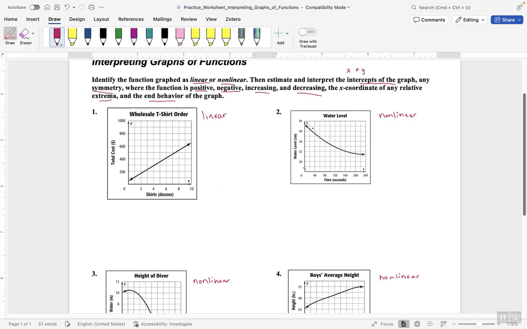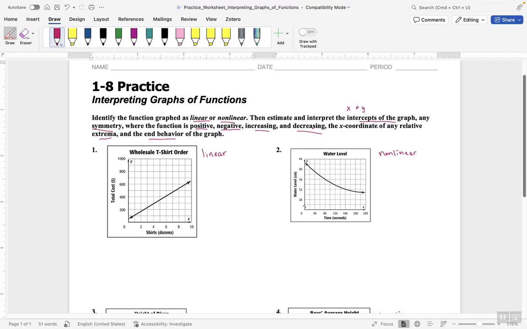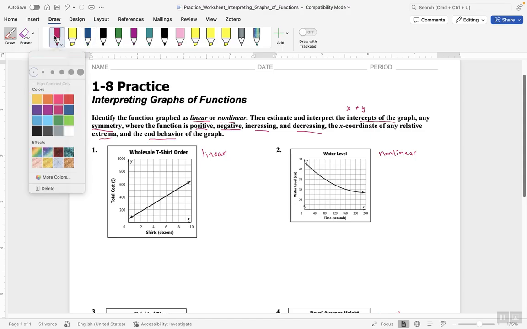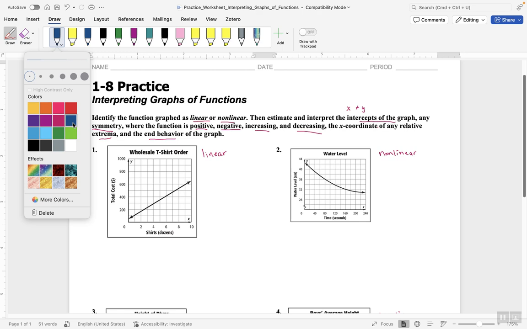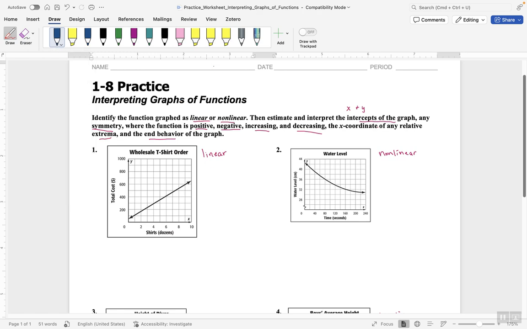All right, let's look at the next thing we need to do. It says estimate and interpret the intercepts of the graph. You don't need to interpret them. I think you're kind of smart the way it is. So I'm going to just grab a different color for fun and to break it up a little bit. The x-intercept is where it crosses the x-axis, and the y-intercept is where it crosses the y-axis. And you can approximate because these are not exact.